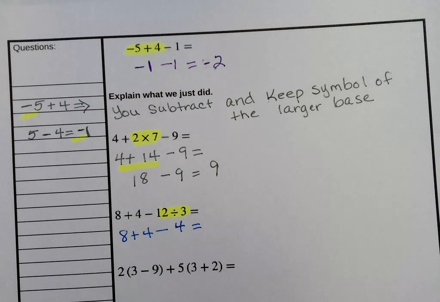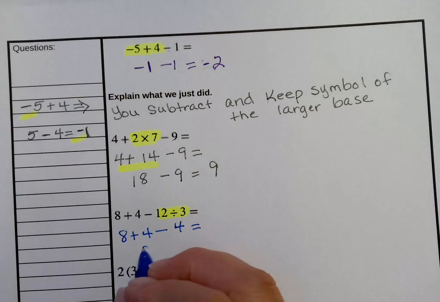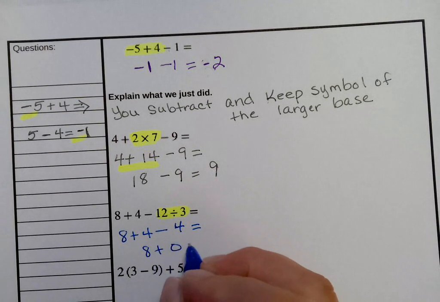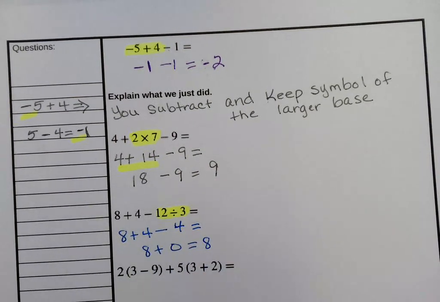If you said that you've got plus 4 minus 4, then you notice that we have opposites. When we add opposites together, we get 0. So if I take and add 4 and then subtract 4, I'm just undoing what I just did. So this would actually be 8 plus 0, which would give me 8.